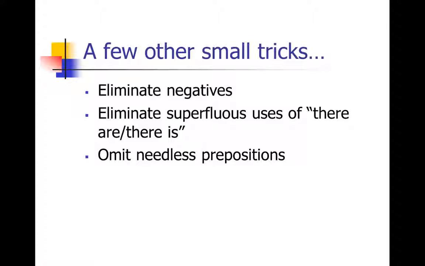Then you should be on the lookout for instances of there are and there is that actually are completely unnecessary. You can omit them completely. And then often there's prepositions in our writing that are completely needless. It's not so terrible if you leave them in, but if you're ever trying to get an abstract down to below 300 words, it's a good place to cut a few extra words that aren't really needed.